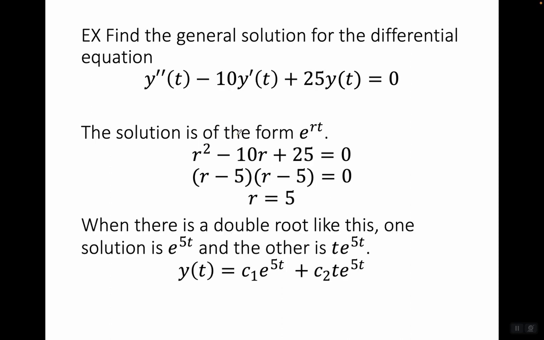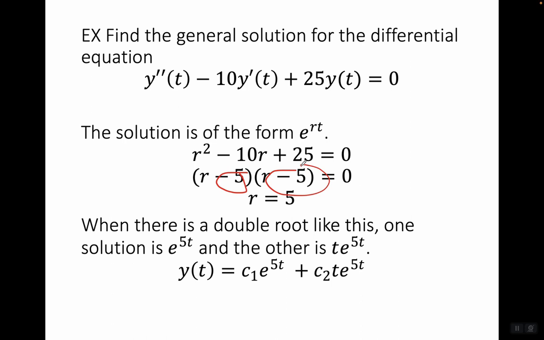Let's find the general solution for the differential equation y double prime minus 10y prime plus 25y equals 0. Again, the solution is going to be of the form e to the rt because this is a homogeneous linear differential equation with constant coefficients. So we have r squared minus 10r plus 25 equals 0. That can be factored as r minus 5 times r minus 5 equals 0. So our solution is r equals 5. Notice we have a double root. We have r equals 5 as a double solution.